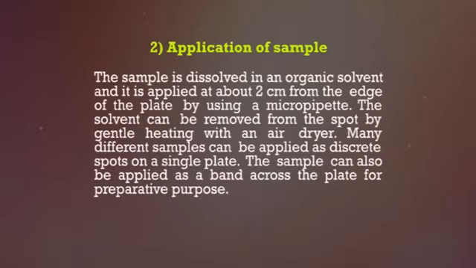Second is the application of the sample. The sample is dissolved in an organic solvent and it is applied at about 2 cm from the edge of the plate by using a micropipette. The solvent can be removed from the spot by gentle heating with an air dryer. Many different samples can be applied as discrete spots in the same plate. The sample can be applied as a band across the plate for preparatory purposes.